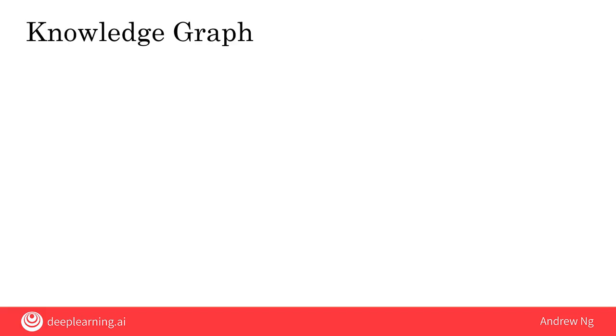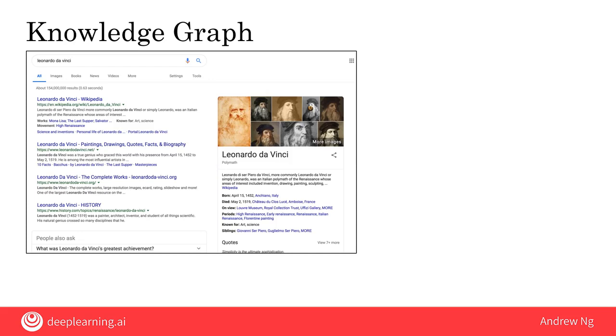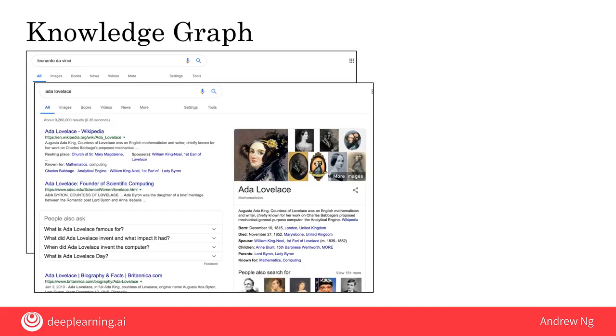Finally, the knowledge graph is another important AI technique that I think is very underrated. If you do a search on Google for Leonardo da Vinci, you might find this set of results with this panel on the right of information about Da Vinci. If you do a search on Ada Lovelace, you also similarly find a panel of additional information on the right.